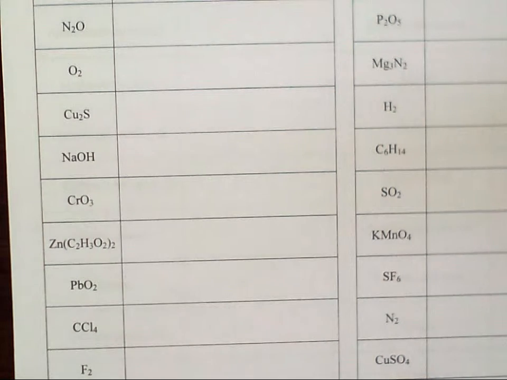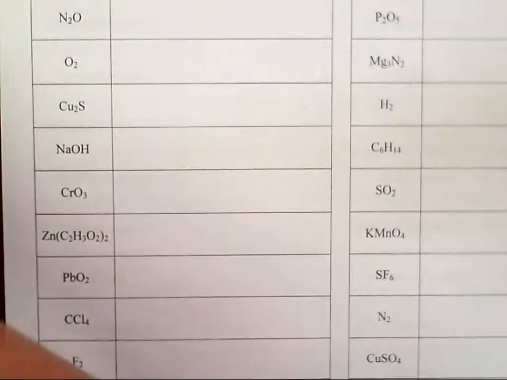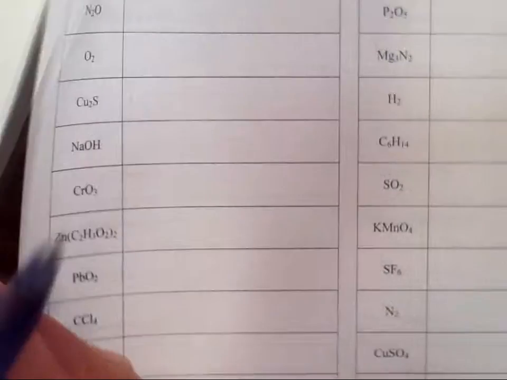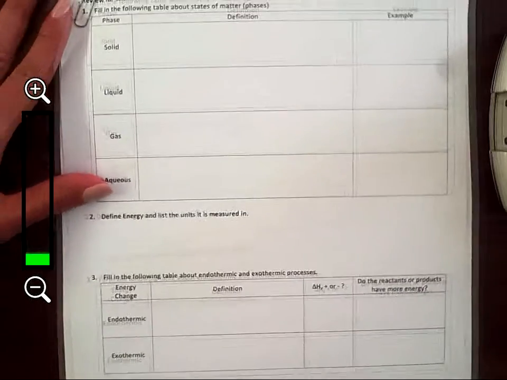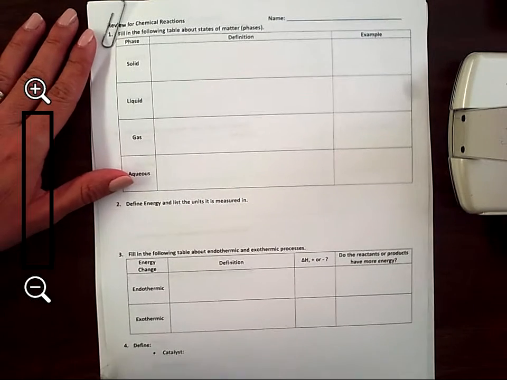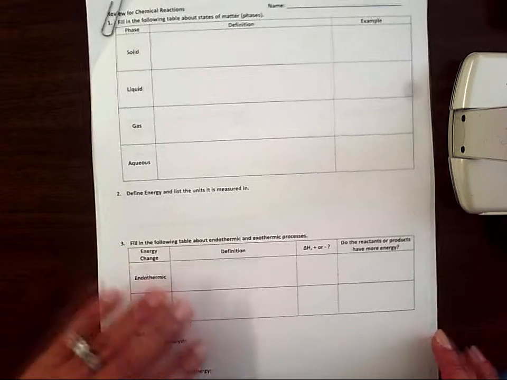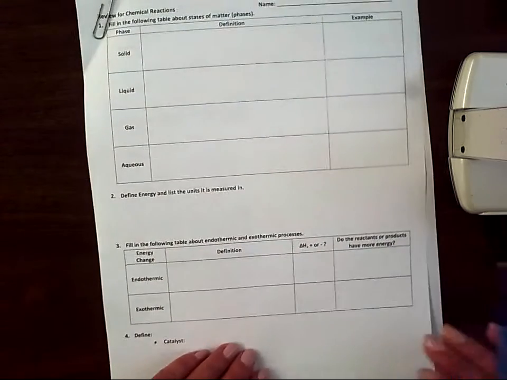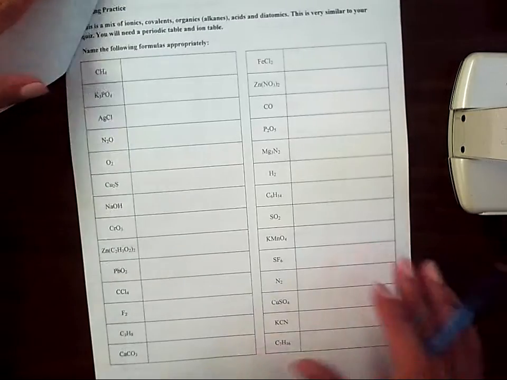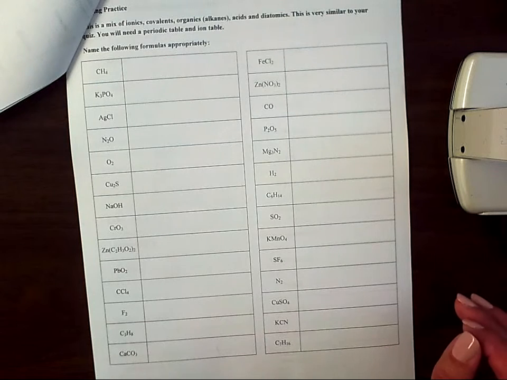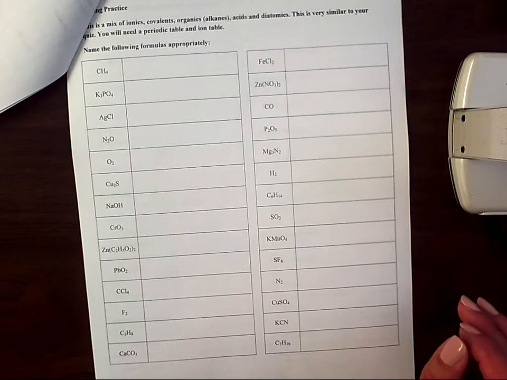Okay, so for day one of chemical reactions, we actually do a review of everything that we've been doing. The first couple of pages should be an easy review. You could easily find all of these definitions in past notes if you've saved them, and if not, they're all over the internet. When you move on to the third side of this assignment, that's where we get to naming of ionic, covalent, and organic molecules.